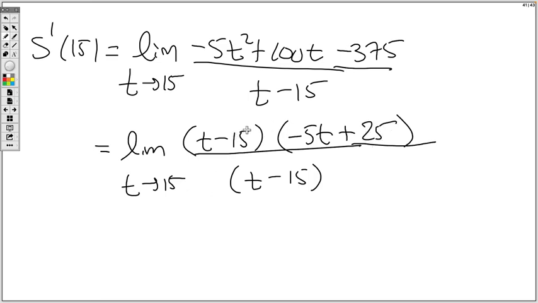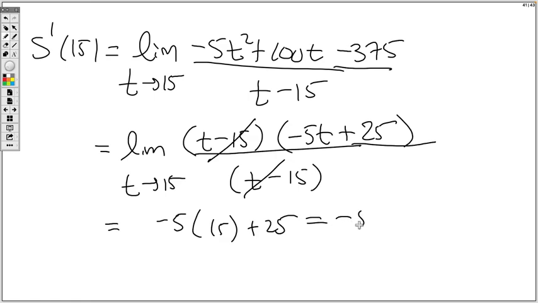So what happens to the t minus 15s? Cancel. Now is there anything preventing me from just plugging the 15 in? So I get negative 5 times 15 plus 25. So when the dust settles, I get a negative 50. Okay. So that's the fine part. So S prime at 15 is negative 50.